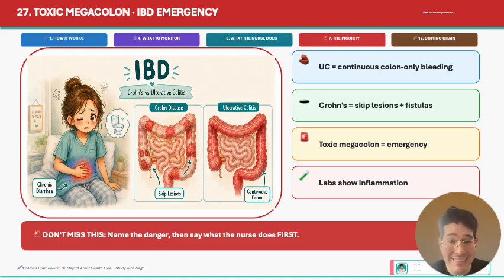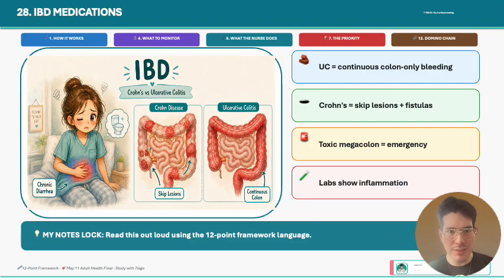So think of toxic megacolon as a swollen, angry colon. Do not put a cork in the angry colon, all right? That's your memory hook. Aminosalicylates, okay, such as mesalamine, reduce inflammation in the bowel lining and are commonly used in ulcerative colitis, especially mild to moderate disease depending on the plan.